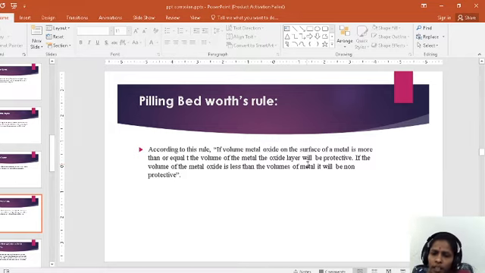Yes, so here the metal oxide volume is less than the metal volume. That means the oxide layer volume is less and the metal volume is more. So when the metal volume is more, again the dust particles will react on the surface of the metal, so the layer is non-protective. Simply, if the oxide volume is more than the metal volume, the layer is protective. If the oxide volume is less than the metal volume, it is non-protective. That is the Pilling-Bedworth rule.